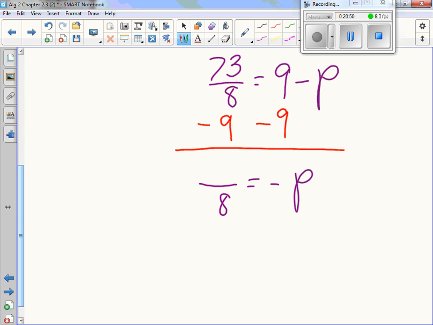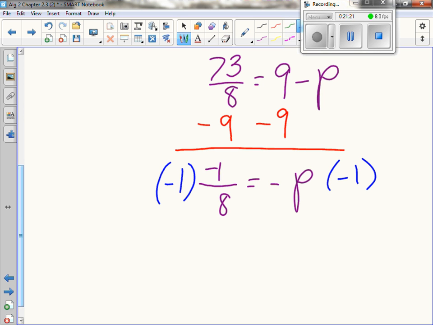What is that? 9 times 8 is, is it 1/8? Yeah. It's -1. So I added. Yep. There you go. Now the next step we would do is multiply both sides by -1. You can divide both sides by -1. It does the same thing, multiplying or dividing. And we get that 1/8 is equal to P.